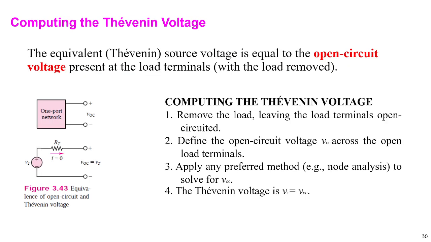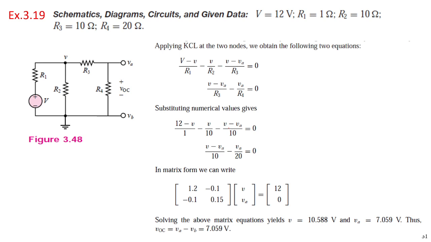So how to compute the Thevenin voltage? The Thevenin voltage is the voltage without RL, when we remove RL. We just solve for Thevenin. For this example, if we would like to solve for the Thevenin equivalent, it is VAB. We can solve for VAB. So how to solve for VAB?